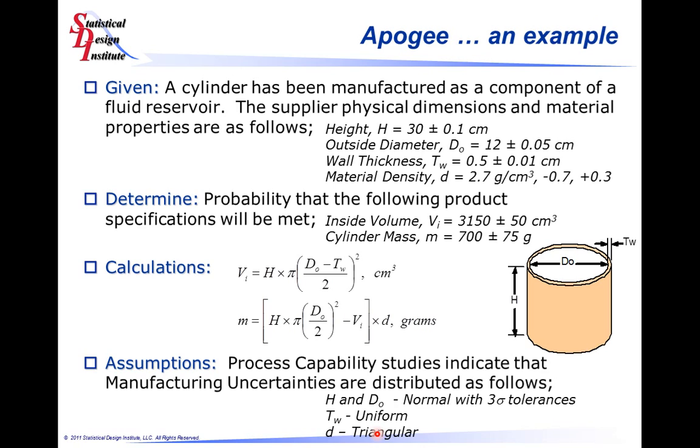So here we have conditions, some of which are normally distributed and some which are non-normally distributed, and we want to understand the effects of these variations on the achievement of the inside volume and the cylinder mass.